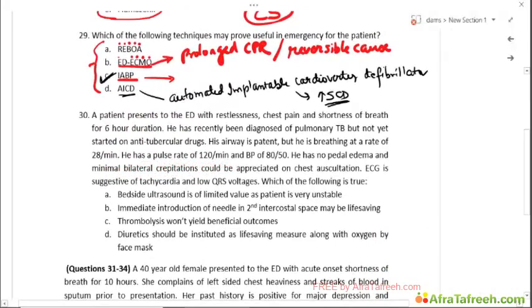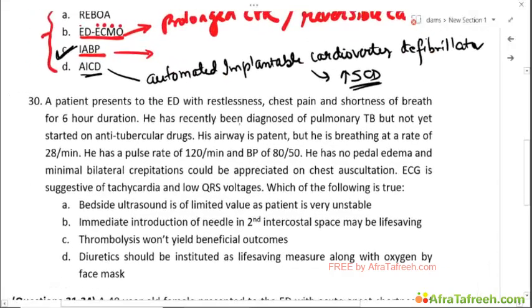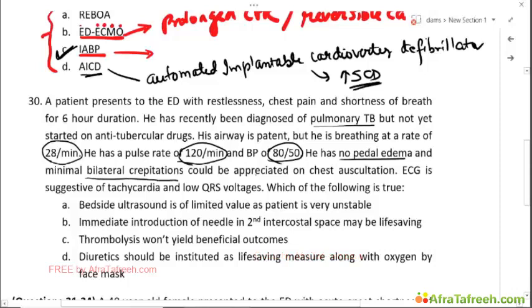A patient presents to the emergency department with restlessness, chest pain, shortness of breath for 6 hours. He has recently been diagnosed with pulmonary tuberculosis and not yet started on ATT. His airway is patent, but he is breathing at a rate of 28 per minute, which is tachypnea. He is tachycardic and is hypotensive. There is no pedal edema. Minimal bilateral crepitations could be appreciated on chest auscultation. ECG suggestive of tachycardia and low voltage QRS complexes. Which of the following is true?